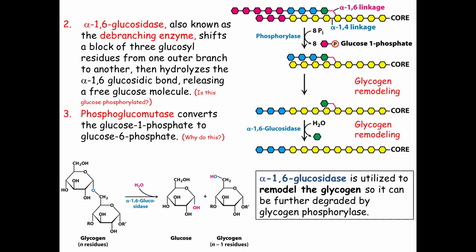Okay, so I can cut those away with phosphorylase, no problem. I get 8, in this example, glucose 1-phosphates. Then I arrive at that limit dextran. I can't cut any more off without some rearranging here.